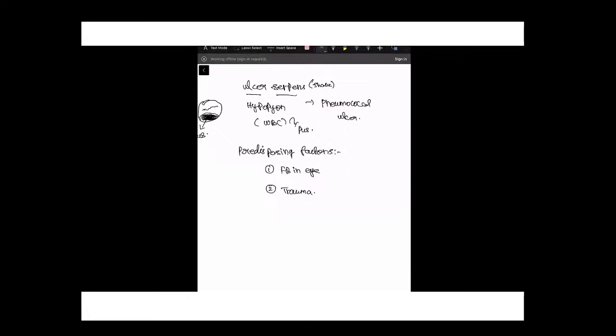If they are asking you the most common cause of ulcer in a contact lens user, the answer is going to be Pseudomonas. But if they are giving you an image, please go for acanthamoeba if there is a ring-shaped ulcer.